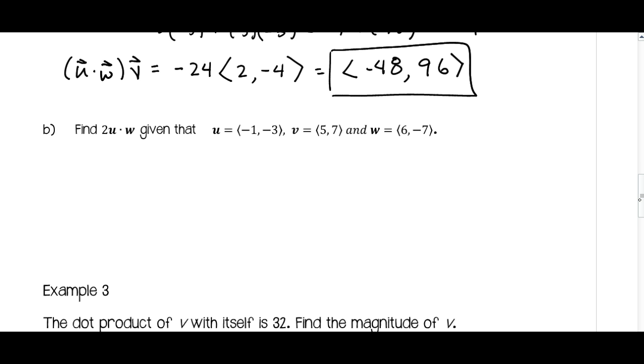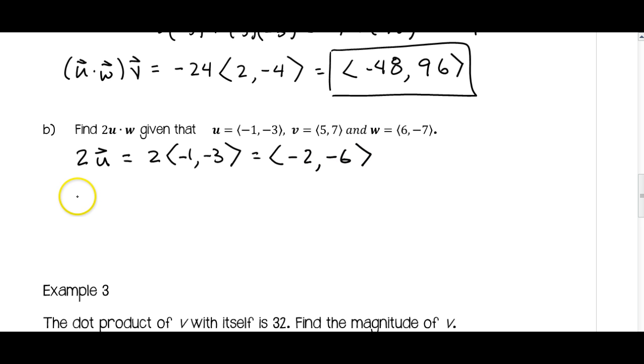So for part B, I've got 2 times u, the dot product with w. So again, our answer here is going to be a scalar because really we're just doing a dot product. So I'm going to find 2u first. That's 2 times negative 1, negative 3, so that gives me negative 2, comma, negative 6. And then I'm going to do the dot product with w.